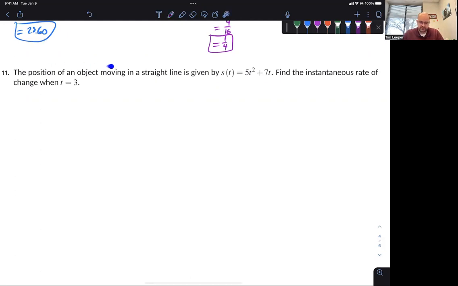The position of an object moving in a straight line is given by s of t equals 5t squared plus 7t. Find the instantaneous rate of change when t equals 3. Now, notice that this is instantaneous rate of change. It's the IRC here, when t equals 3.